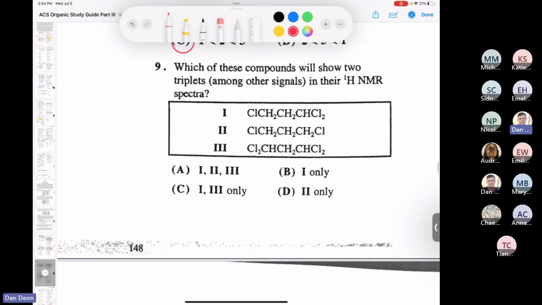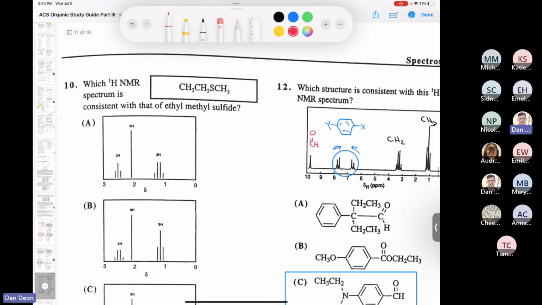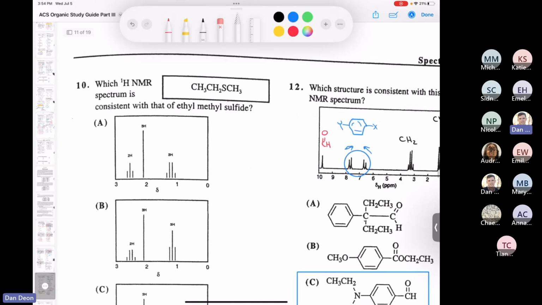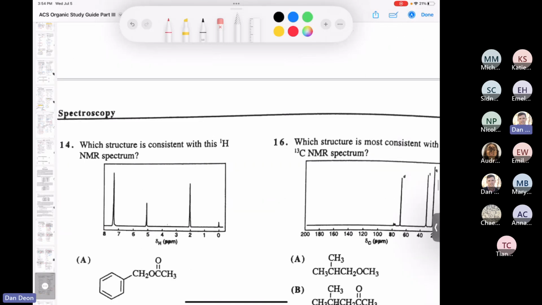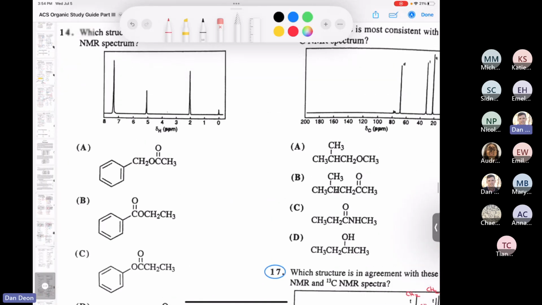I think we already covered this question before, so I'm going to skip that one. Oops, this one here. And then this one here, I think I did some of this too.